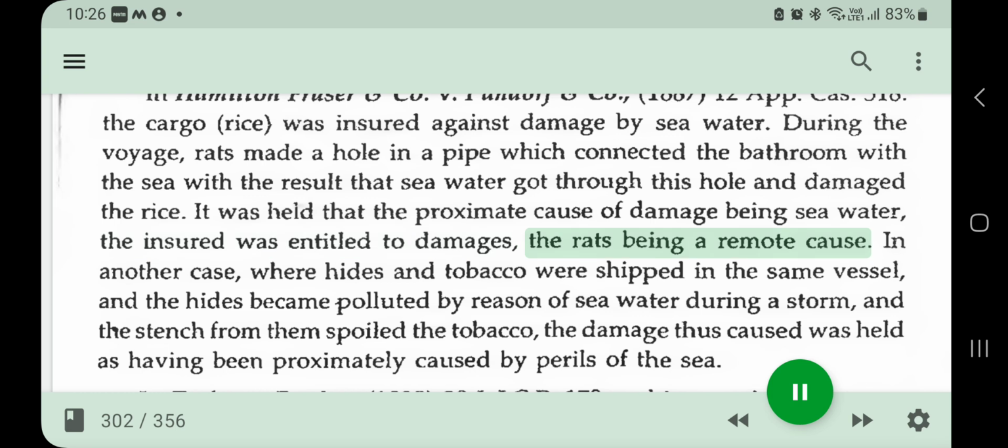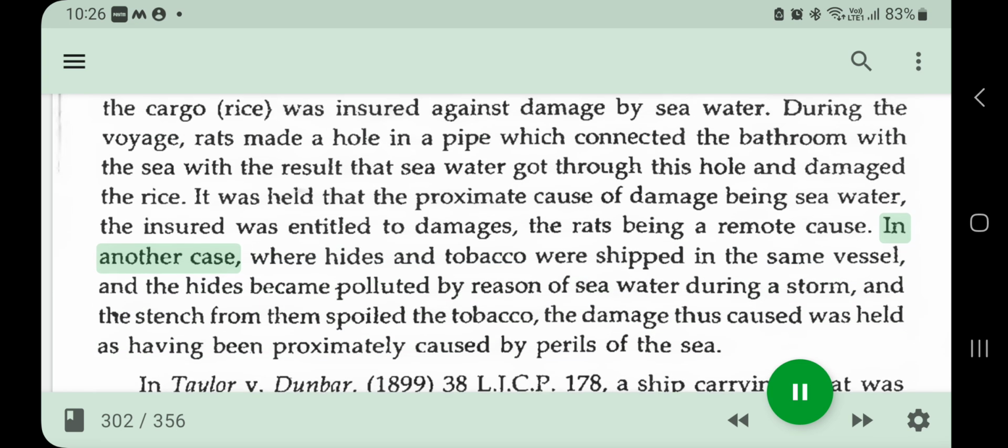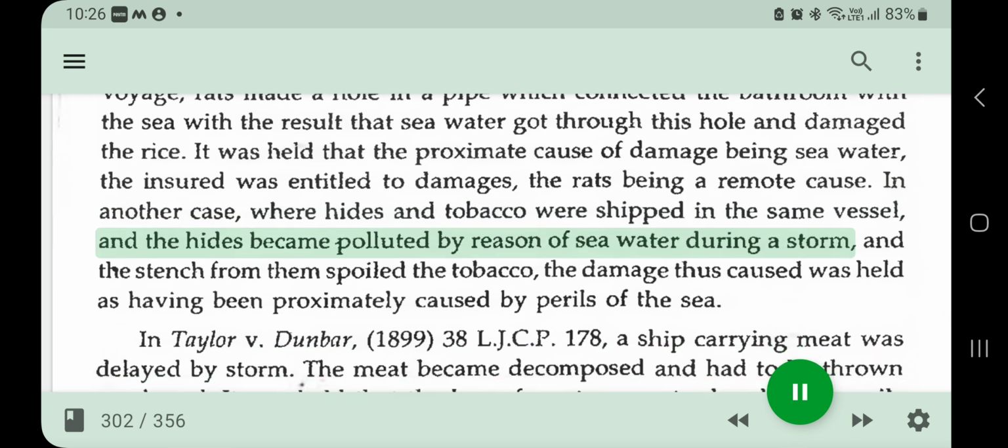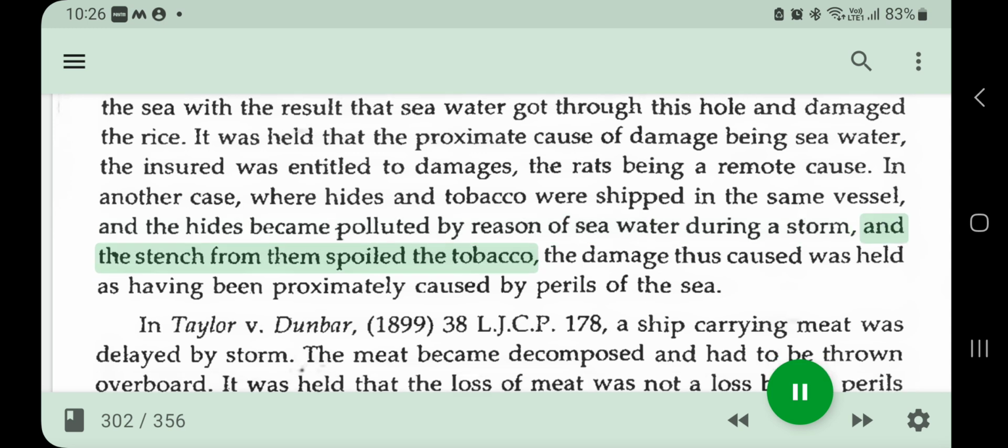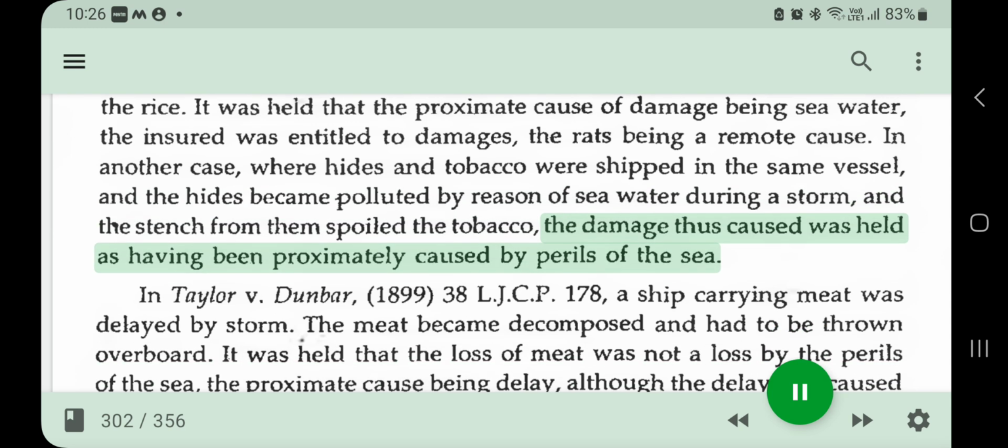In another case, where hides and tobacco were shipped in the same vessel, and the hides became polluted by reason of sea water during a storm, and the stench from them spoiled the tobacco, the damage thus caused was held as having been proximately caused by perils of the sea.